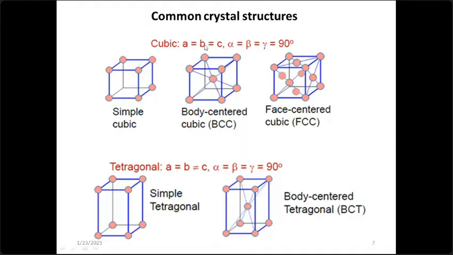The difference between the cubic and the tetragonal is just in the size of the unit vectors a, b, and c. So the body-centered tetragonal, the difference between this and this is there is an atom sitting at the center. Here, all the atoms are sitting in the corners of the cell.